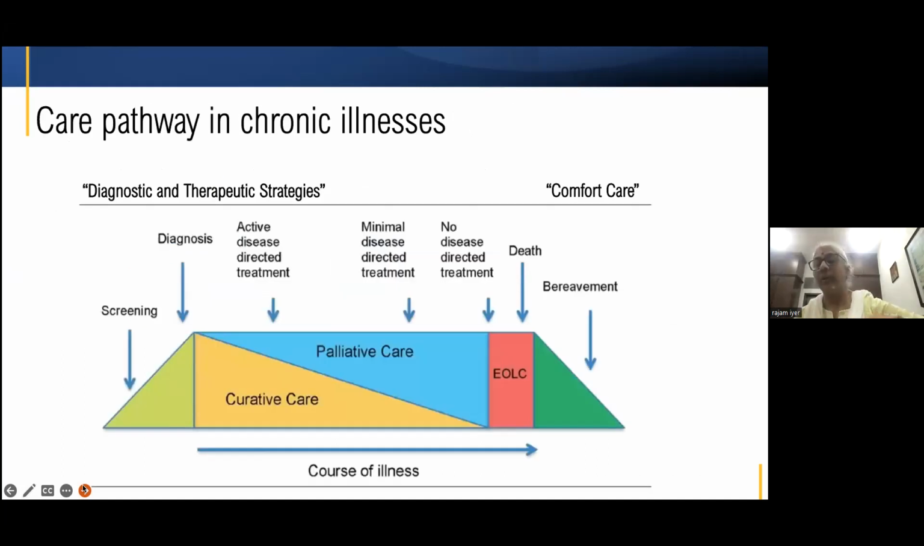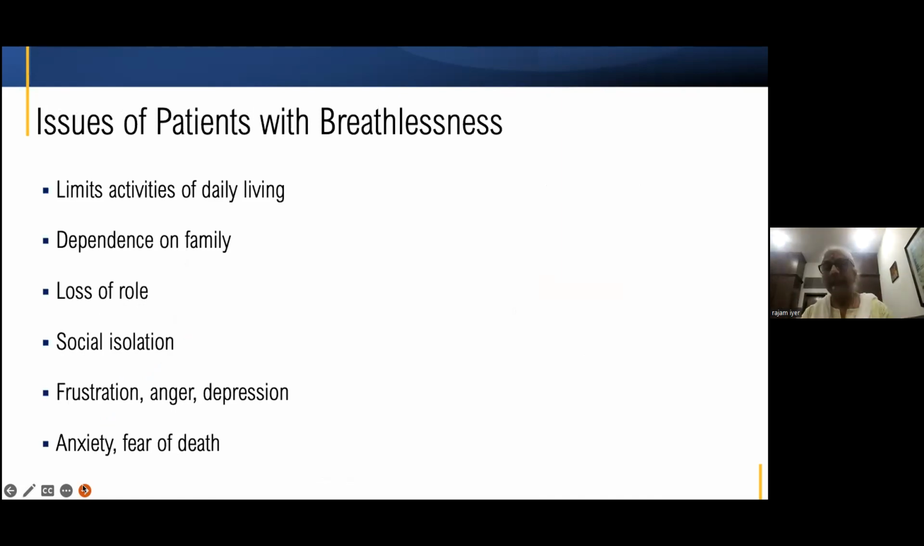This is what Rajani was trying to say, that all specialties need to integrate palliative care early so that the transition from curative to palliative is smooth, and the transition from life to death is also comfortable for the patient. And following death, the bereavement phase for the relatives equally needs to become supportive, because these caregivers have looked after patients for more than 3-4 years sometimes, and it can be a big void in their lives to lose these patients. So it's very important to realize that our patients with breathlessness have all these issues which you and me as palliative care physicians need to tap. The dependence on the family, the loss of role, social isolation, anger, frustration, anxiety, the fear of death.